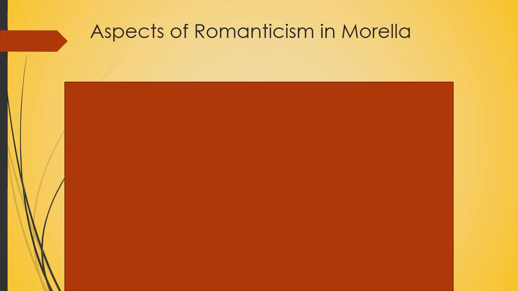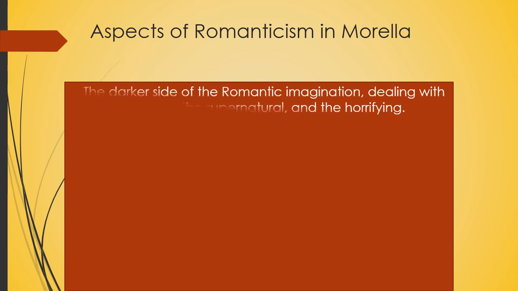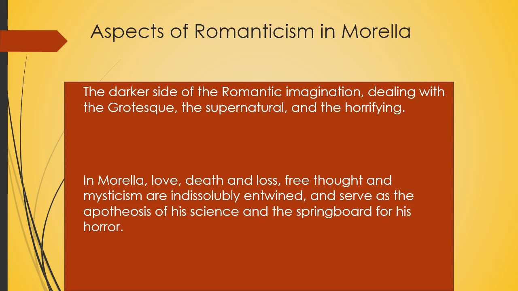The main aspects of Romanticism in Morella are deeply related to dark Romanticism, since the short story, as you know, exemplifies the Gothic horror genre. The short story deals with the grotesque, the supernatural, and the horrifying, and we can see these concepts in the characterization of Morella. We can also see how the short story developed the concepts of love, death, and loss, free thought, and mysticism or transcendentalism in different ways.